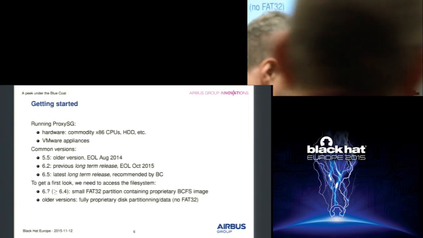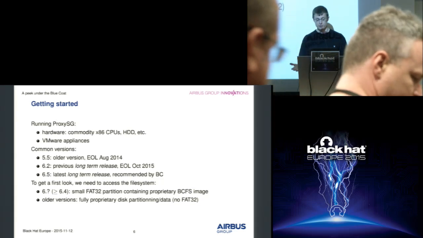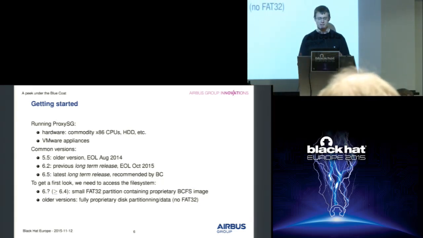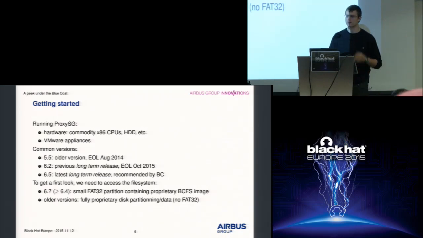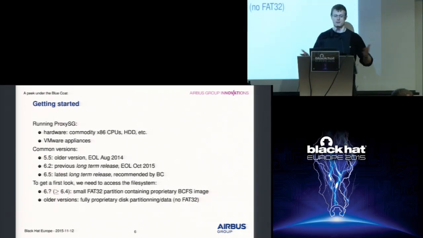We started with an older version of version 6, which is based on a fully proprietary disk partitioning format. So you take the disk of the Blue Coat, you look at it, and you're like, this is not FAT, this is nothing I know, the partition scheme is not standard. So you start from nothing. Fortunately, from 6.4, they started to move to a small FAT32 partition that then contains a proprietary file system. We'll see that later. So it's easier to start with something like 6.4.